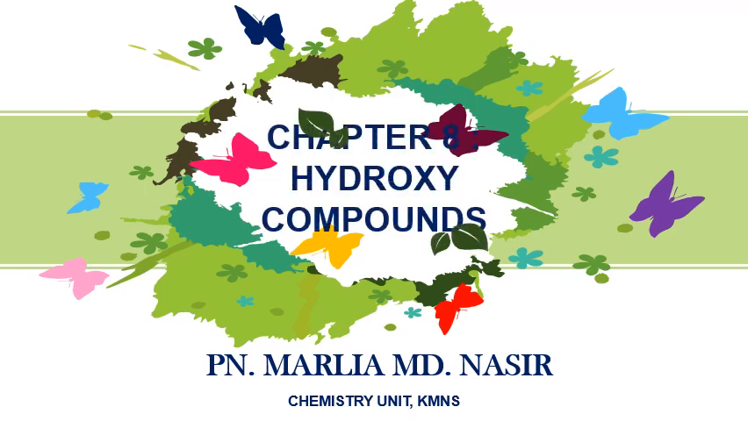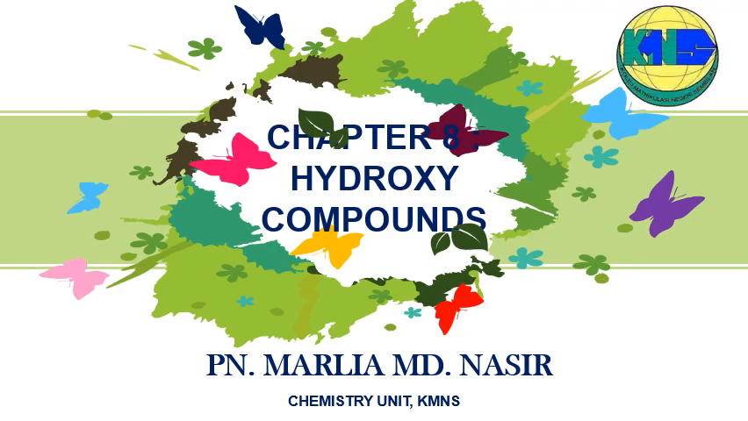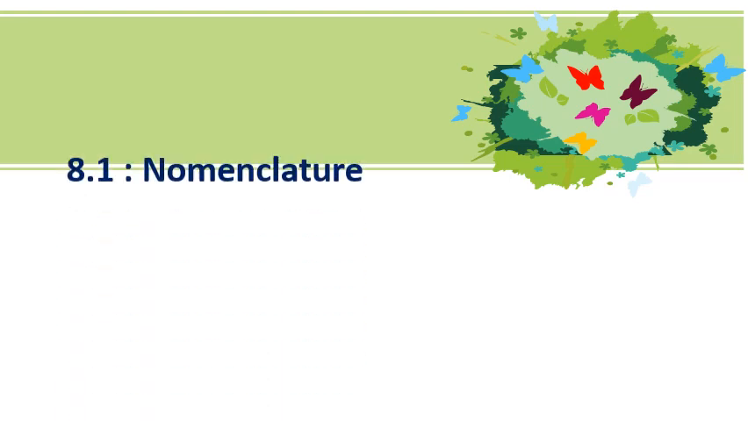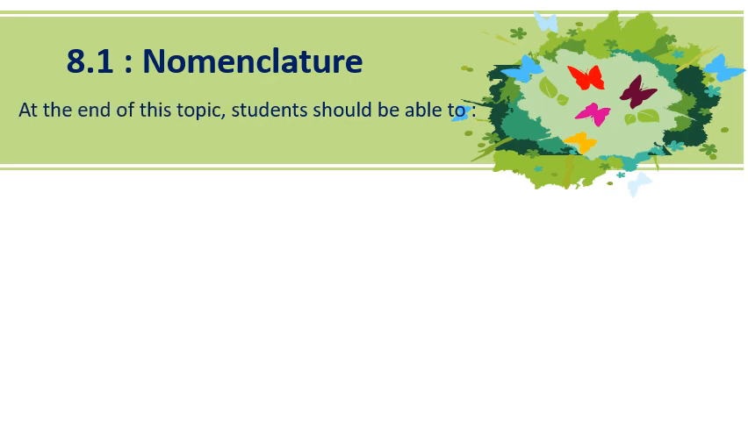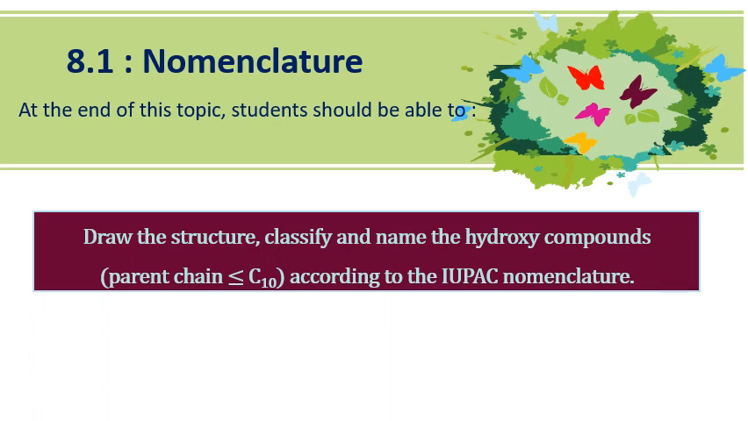Chapter 8 Hydroxy Compounds. 8.1 Nomenclature. At the end of this topic, students should be able to draw the structure, classify and name the hydroxy compounds which have a parent chain of less than or equal to 10 carbons according to the IUPAC nomenclature.